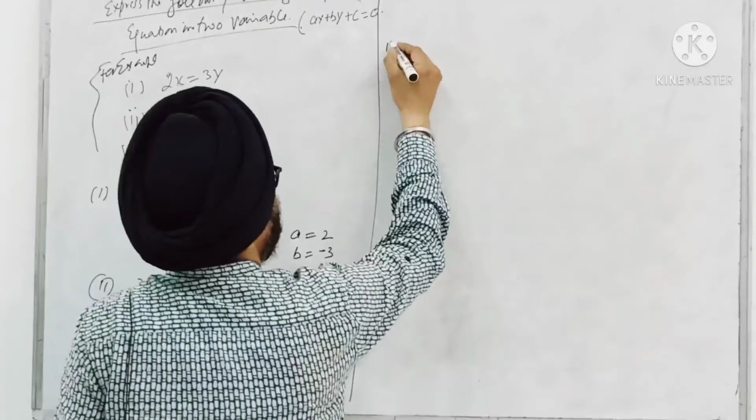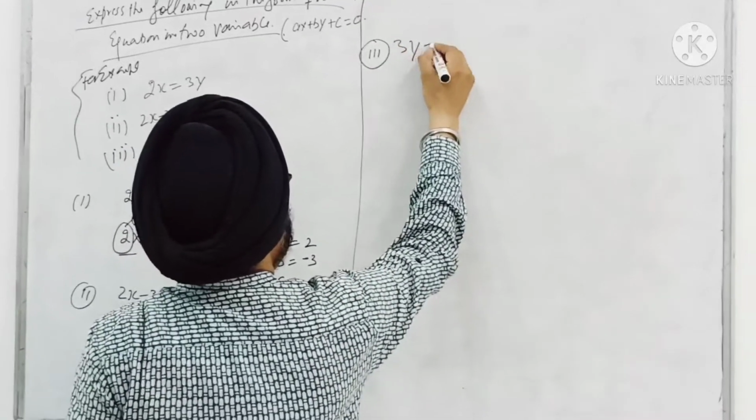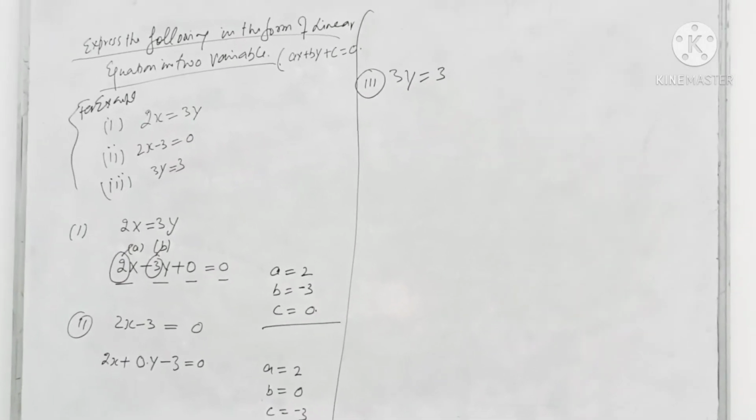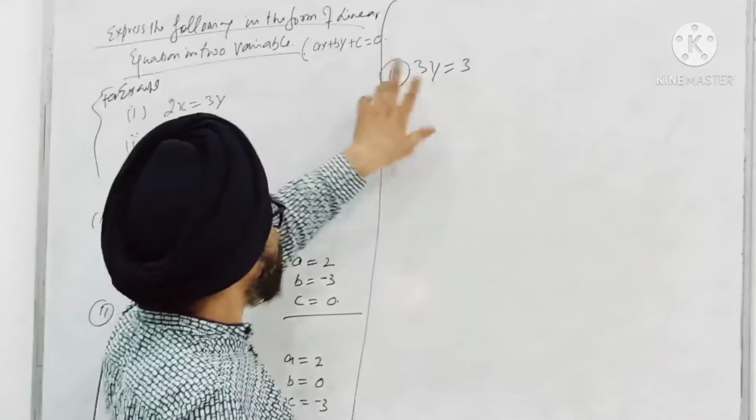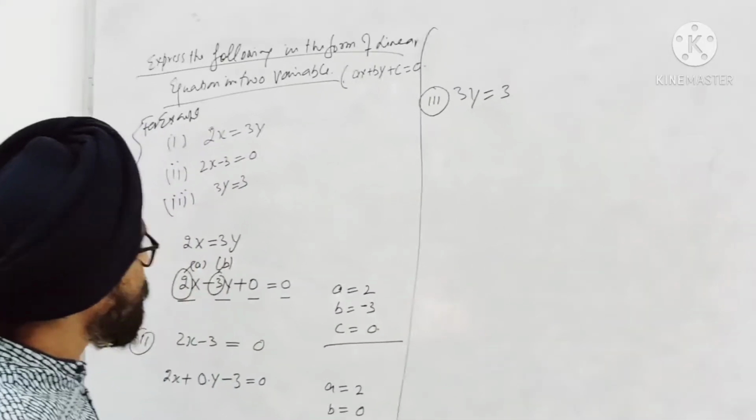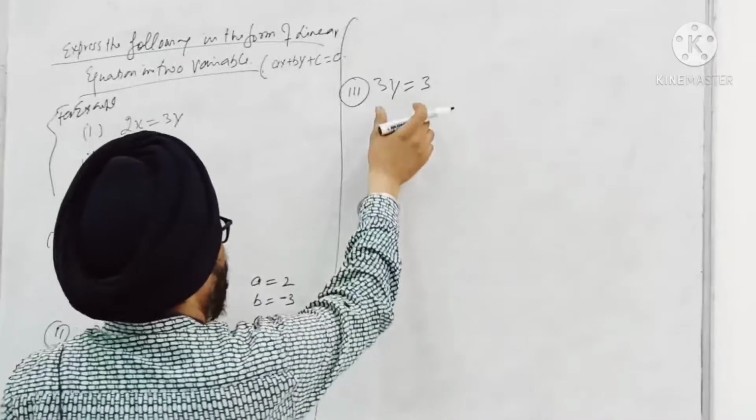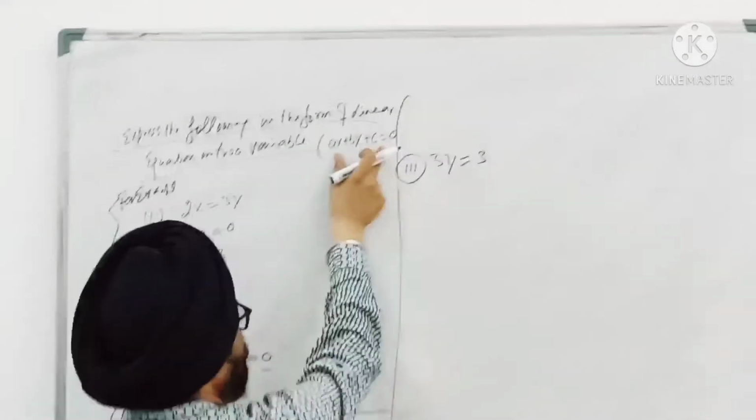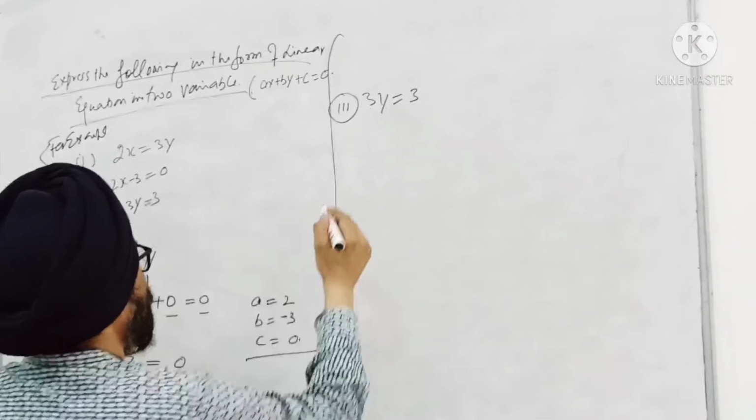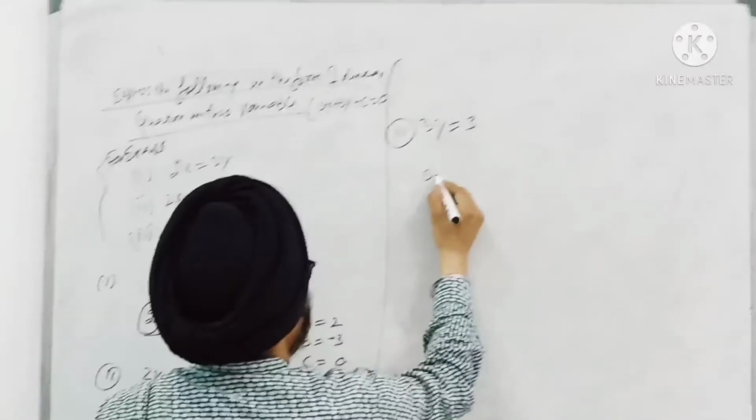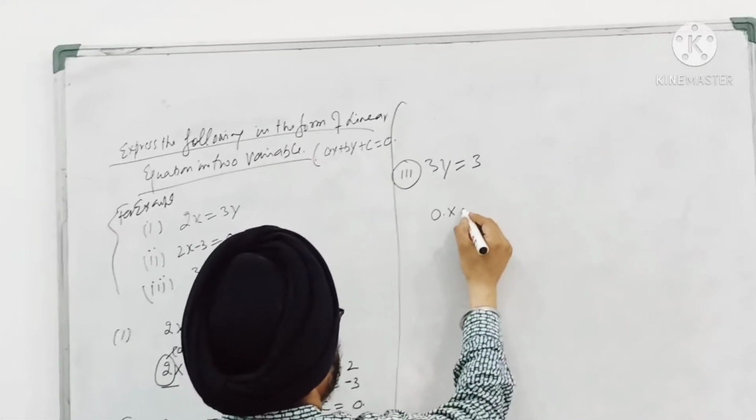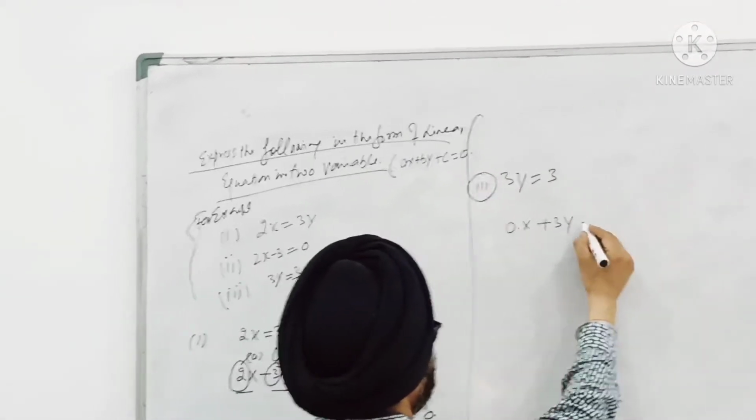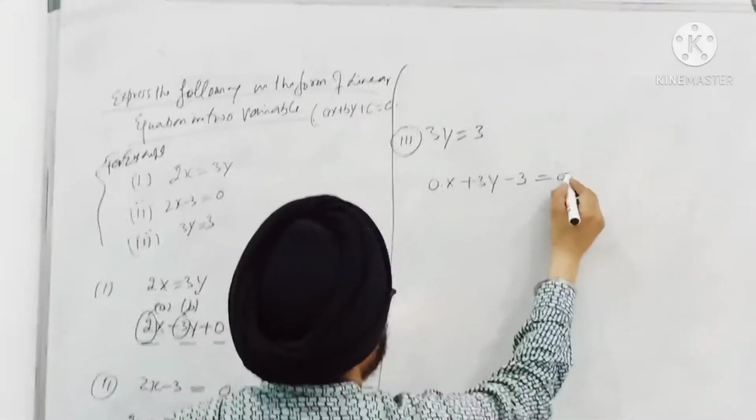Let's take another example. Third, 3y is equal to 3. Here the 3y is equal to 3. In this equation, ax is missing. Now again, this equation we have to present in this mathematical model. How to present it? A is missing, we will take 0, multiply x, plus 3y is given, plus c is equal to 0.